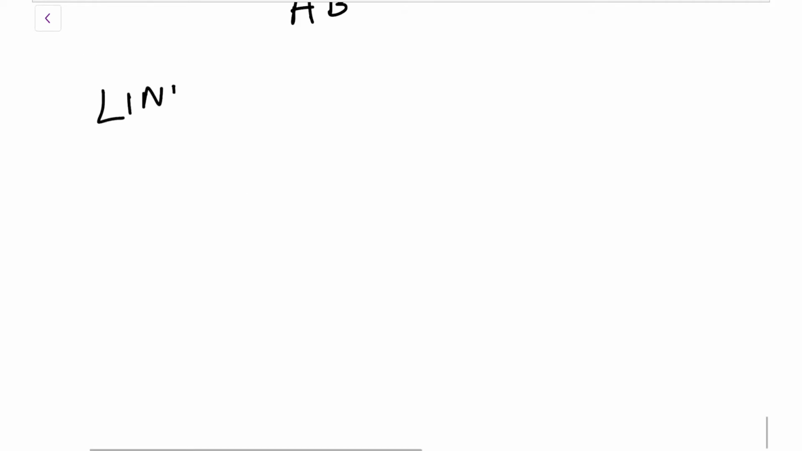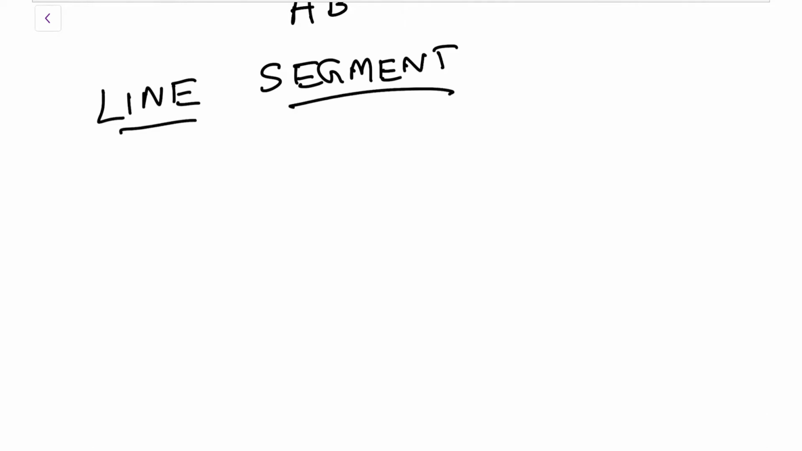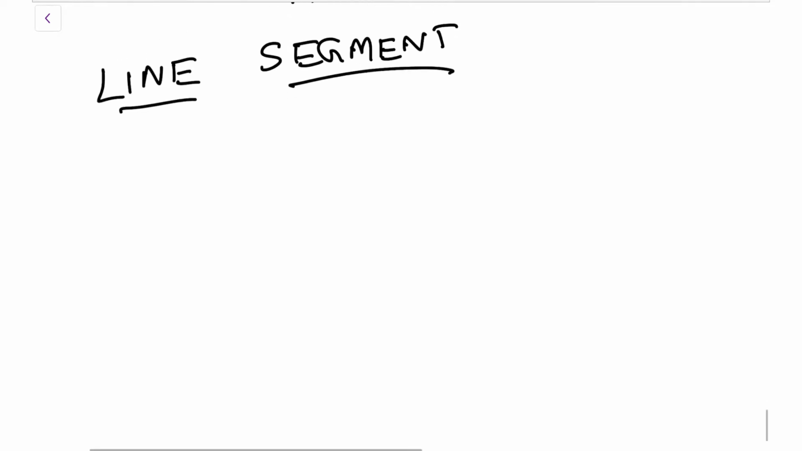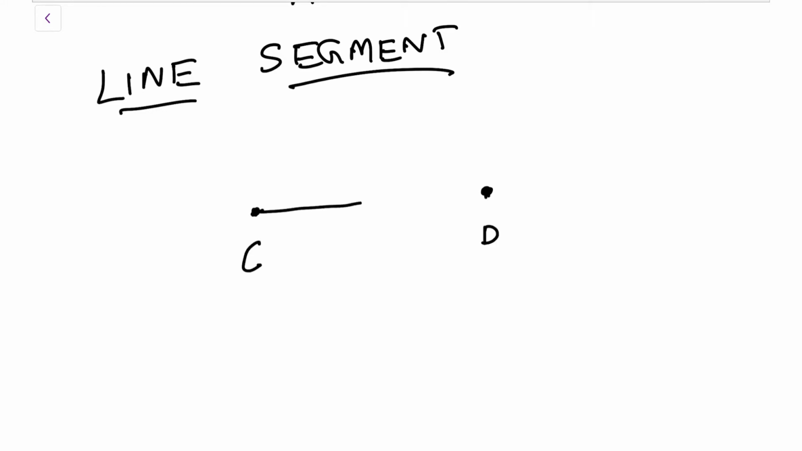Now let's look at line segment. We finished point, we finished line, now we come to line segment. What is a line segment? Now, a line segment is part of a line. That means it is part of a line and it also has a starting point and an ending point. Remember, a line has no starting and ending point. It can extend indefinitely in both directions, but a line segment has a starting point and an ending point. All right.